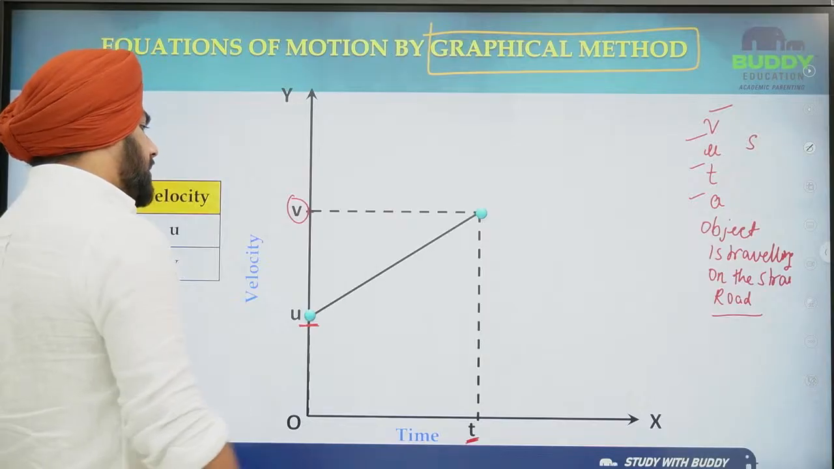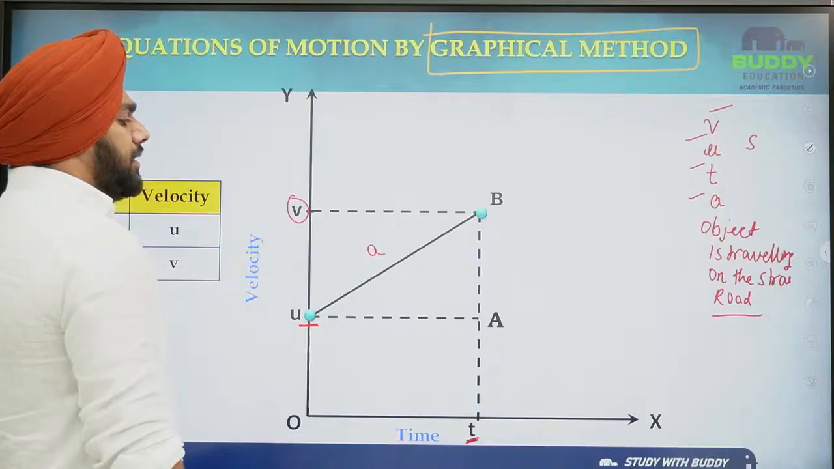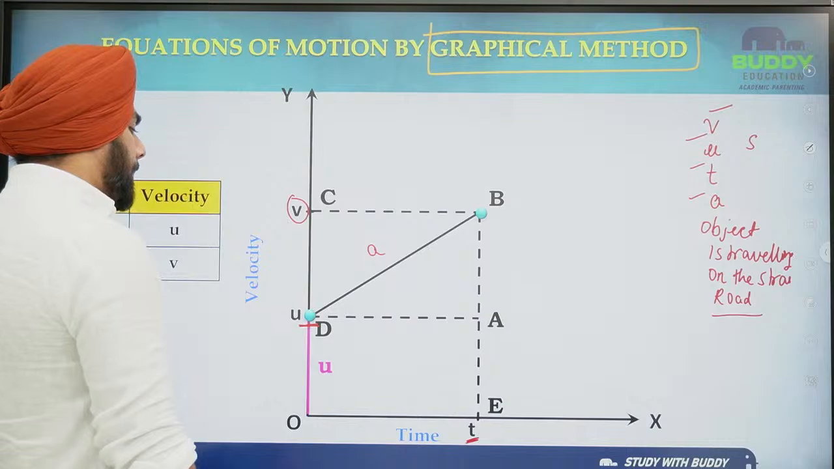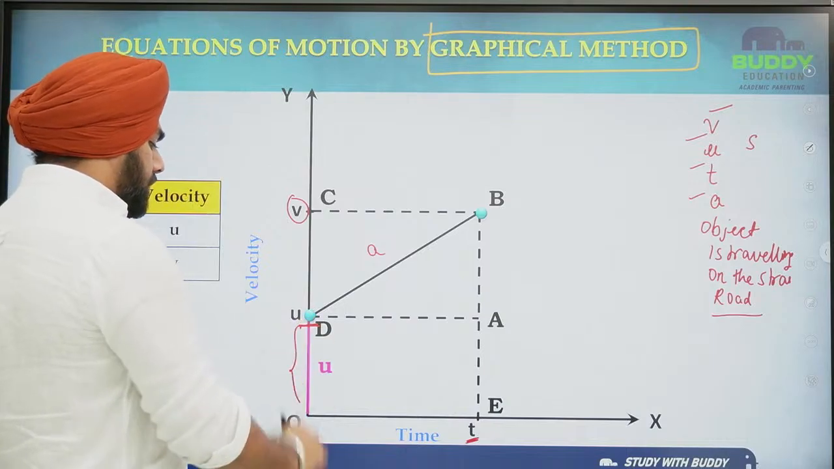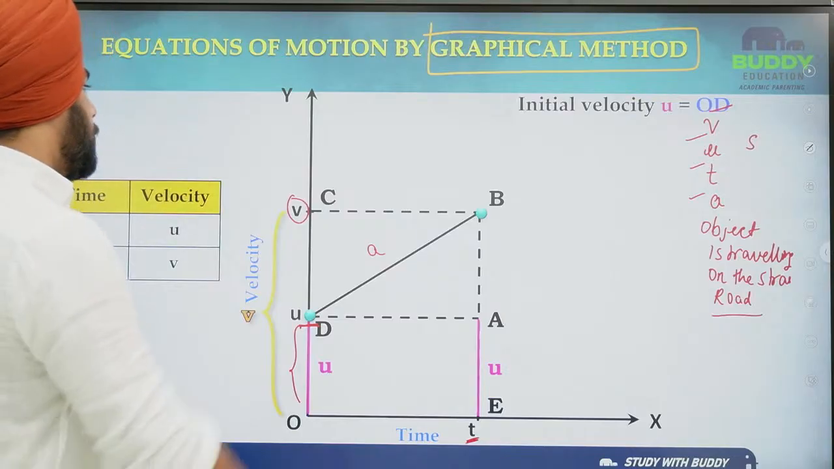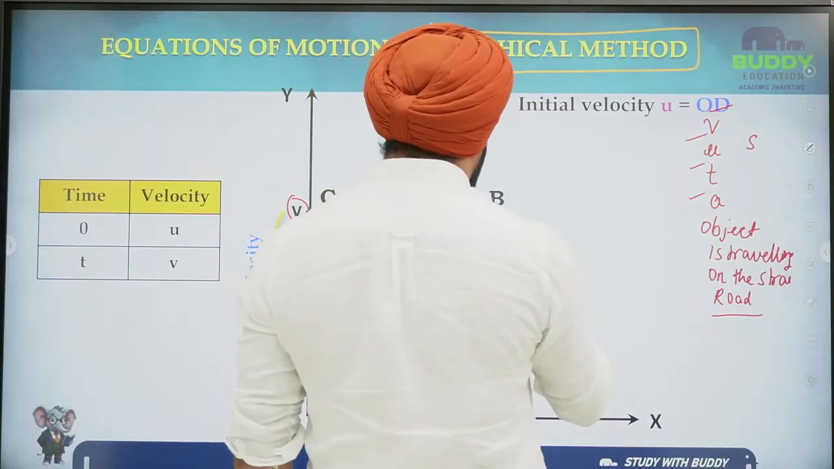So this is the acceleration now. The slope of the velocity time graph is the acceleration, right? This is a, b, c, d. We have taken a rectangle a, b, c, d. Till here it is u, and this whole complete is v. So the change in velocity from a to b is v minus u.